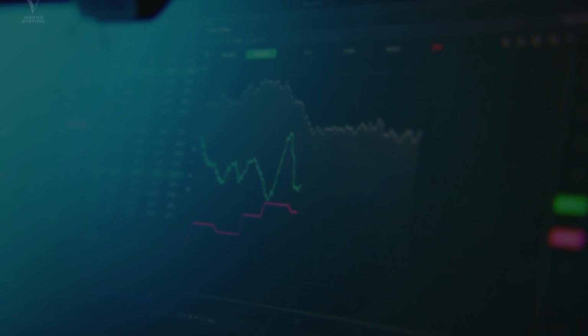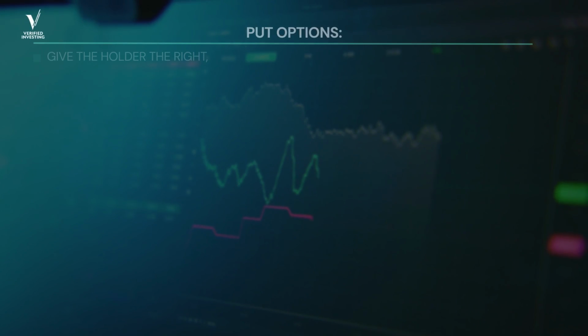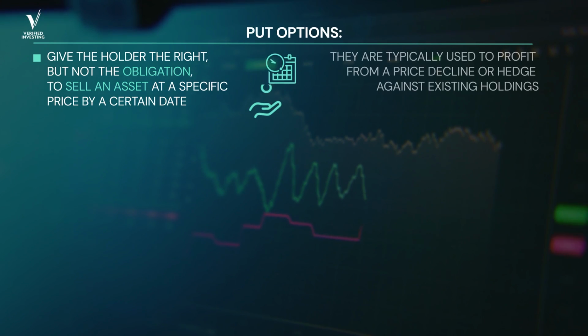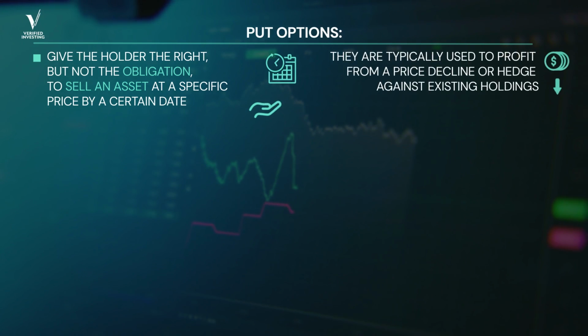Here's a breakdown of the basics. Put options give the holder the right, but not the obligation, to sell an asset at a specific price by a certain date. They're typically used to profit from a price decline or hedge against existing holdings.